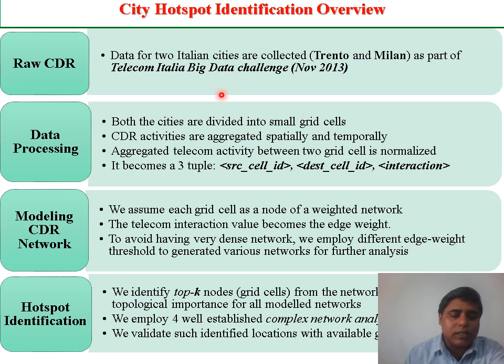So we get the raw data, then we do some pre-processing, where we divide the city into smaller grid cells, and then we aggregate the CDR activities spatially as well as temporally. Finally we get a network. We model this CDR as a network where the city grids are the nodes and the interaction is the edge weights. Then we employ the edge weight degree decomposition technique, a centrality algorithm from the complex network domain, to the network, to identify the city hotspots.